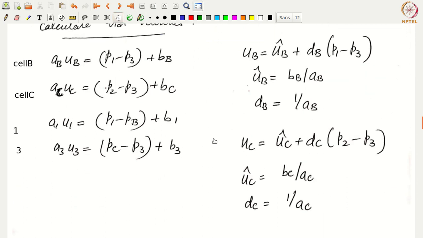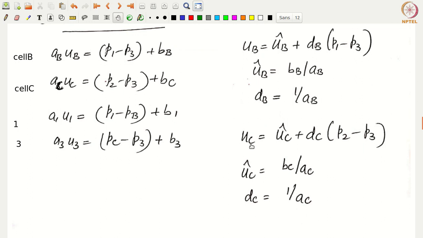Now similarly we can write an equation for cell velocity U_C in terms of hats. Divide everything with A_C, then what you have is U_C equals U_C hat plus some D_C times P2 minus P3, where your U_C hat is B_C upon A_C, and your D_C value is 1 upon A_C, right? We have basically just divided with the central coefficient on both sides. So that is how we got these hat velocities and the coefficients d that multiply the pressure differences.